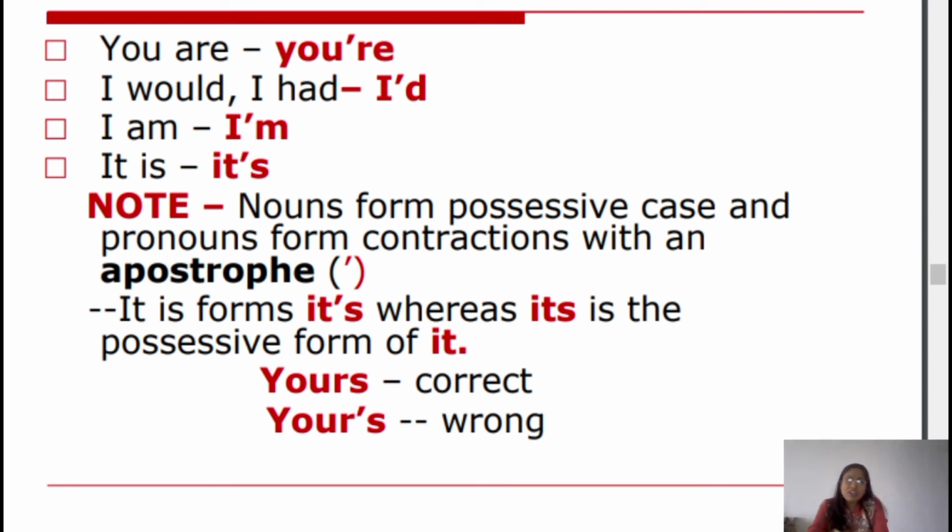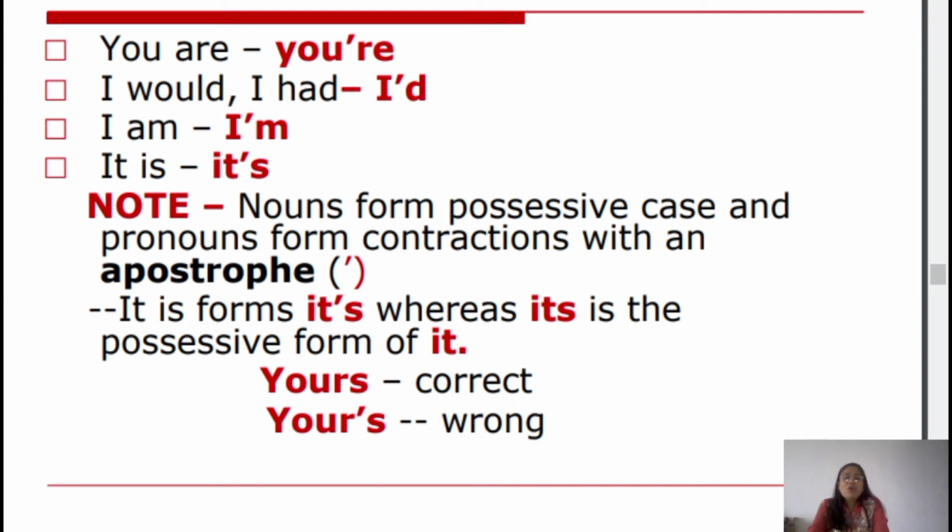Pronouns form contractions when we make use of the apostrophe. So this is something we really need to keep in mind in order to avoid making mistakes. It's is the contracted form of it is, whereas its is the possessive form of it. Now I'm bringing forth some very commonly made errors.